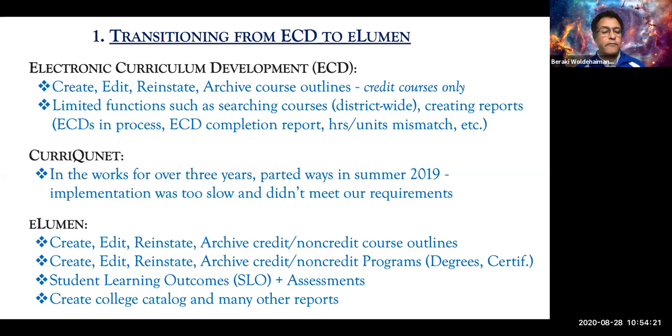Some of the important features of eLumen are, using this curriculum management system, you'll be able to create, edit, reinstate, and archive credit as well as non-credit course outlines. You can also submit credit and non-credit degrees and certificates, which we couldn't do using ECD. More, the SLOs, we can now do assessments in the system itself. And then finally, using the eLumen system, we're able to create college catalog and many other reports. So eLumen has many important features that any faculty and any college might want to have.